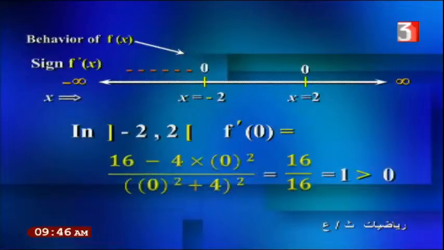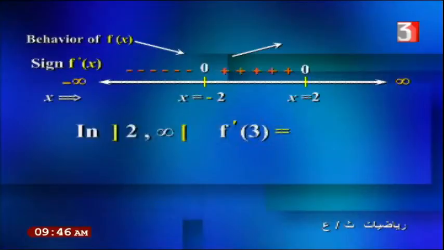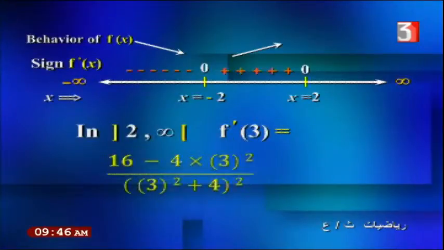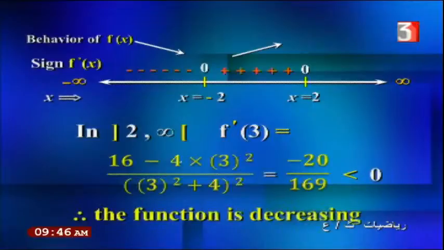Then f dash x is positive in this example, and the function is increasing in the open interval negative 2 and 2. In the last interval, open interval 2 and infinity, f dash 3 equals 16 minus 4 times 3 power 2 over 3 power 2 plus 4 all power 2, which equals negative 20 over 169, smaller than 0, and the function is decreasing in this interval.